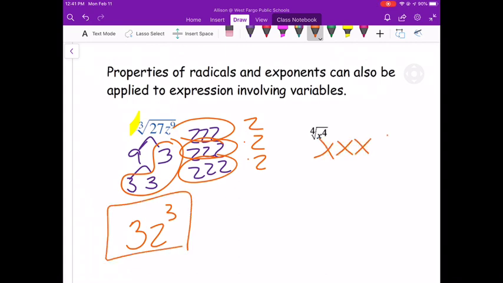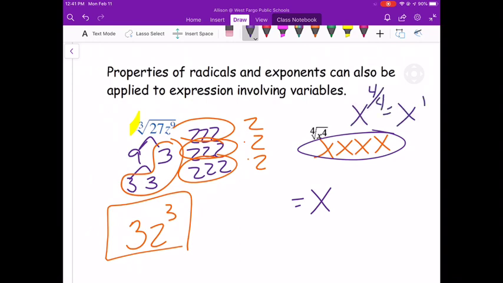Same over here, x to the 4th under a fourth root is just equal to x. I get one group of x. This is really x to the 4th to the 1/4 power, which is x to the 1st power.